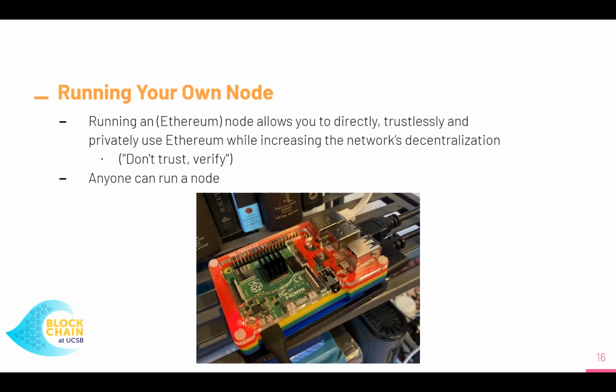So running our own node basically serves as a system to directly, trustlessly, and privately contribute to the network while increasing the network's decentralization. So we had this idea of don't trust, verify. And basically, by running our own node, we're able to just participate in this network.